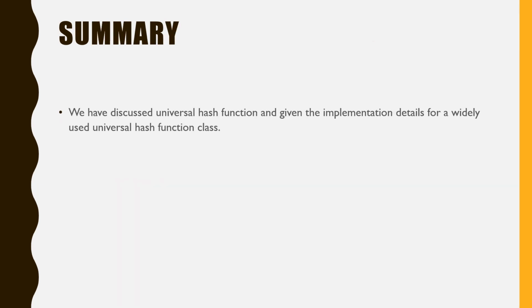In summary, we have discussed the definition of the universal hash function, we have given an example of a universal hash function family, and we have presented the implementation trick for its computation. In the next video, we will discuss two ideas that can ensure worst-case O(1) access time.